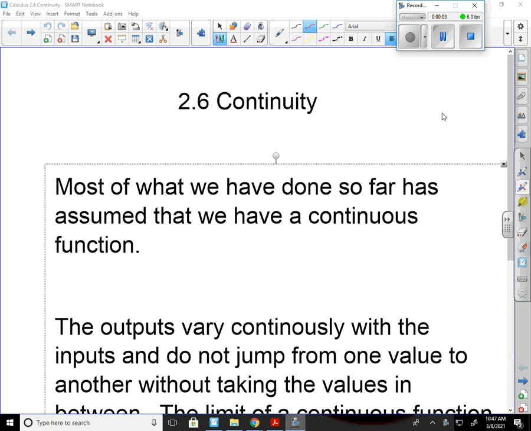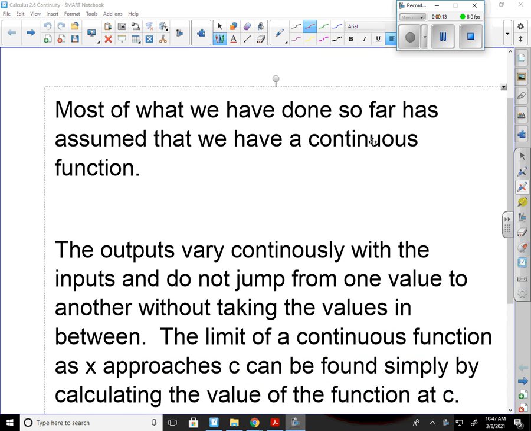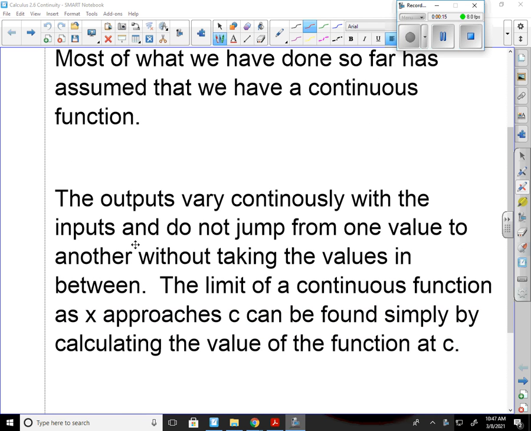All right, new section today is 2.6, continuity. Most of what we've done so far has assumed that we had a continuous function. The outputs can vary continuously with the inputs and do not jump from one value to another without taking the values in between. The limit of a continuous function as x approaches c can be found simply by calculating the value of the function at c. That's where we just plug in or we just find our value.